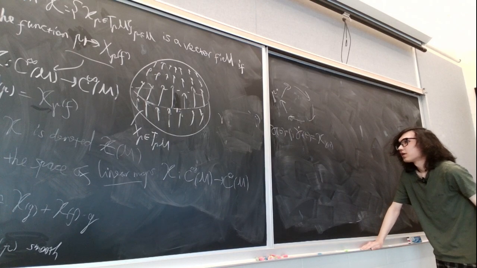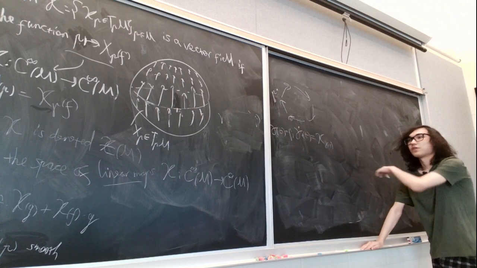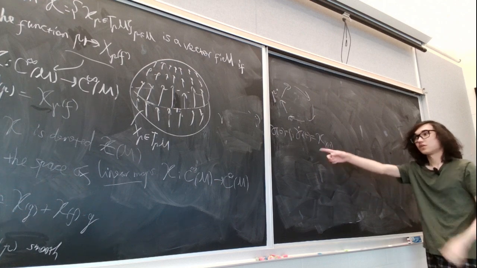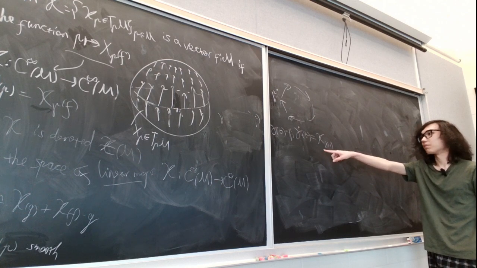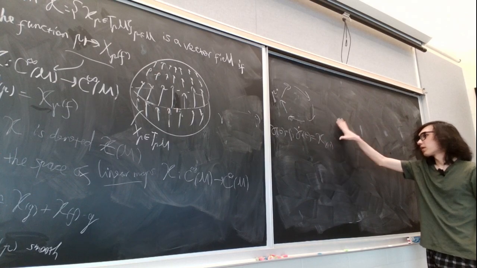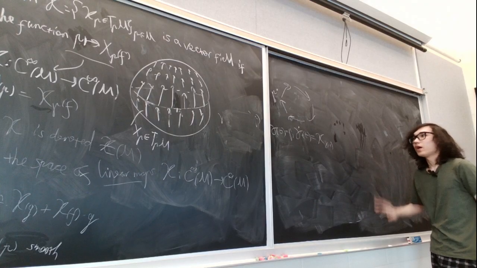So it turns out that in Euclidean space, if you have a vector field, then it has a unique curve that satisfies this differential equation with these initial conditions, and you can translate that result to manifolds as well.